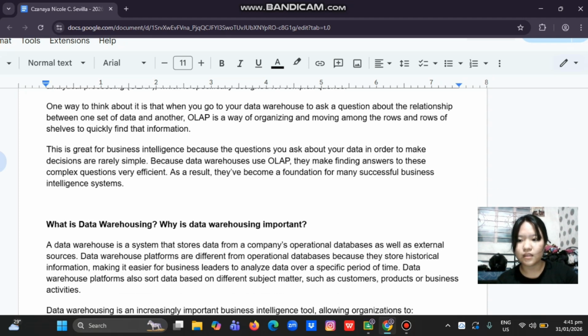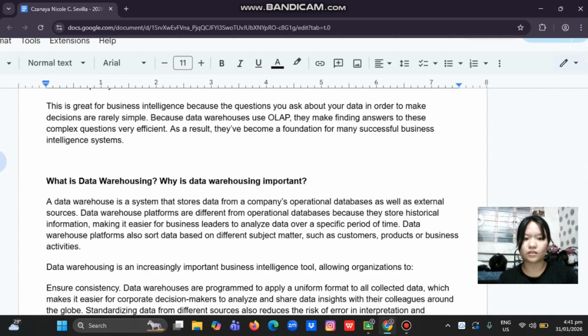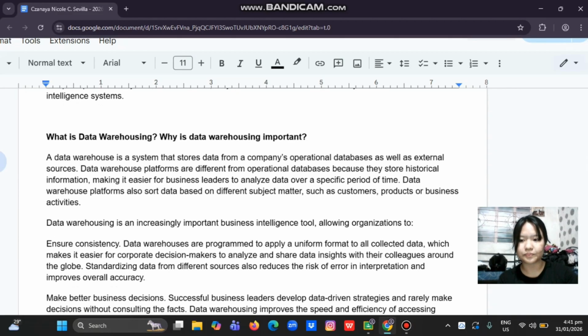This is great for business intelligence because the questions you ask about your data in order to make decisions are really complex. Because data warehouses use OLAP, they make finding answers to these complex questions very efficient. As a result, they become a foundation for many successful business intelligence systems.